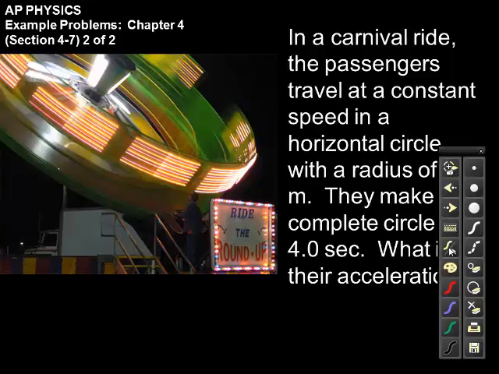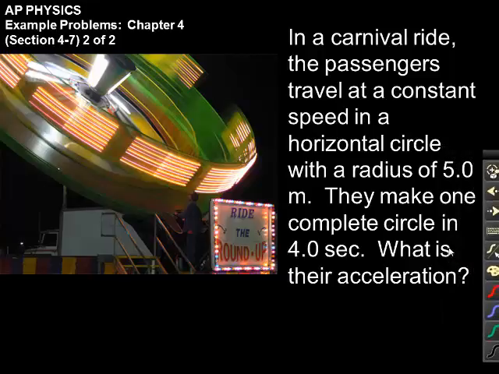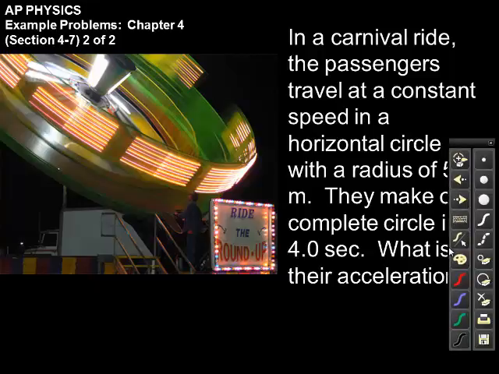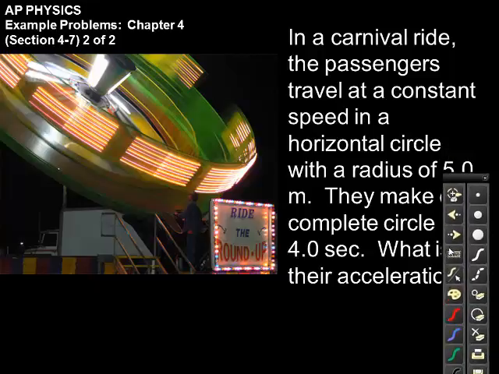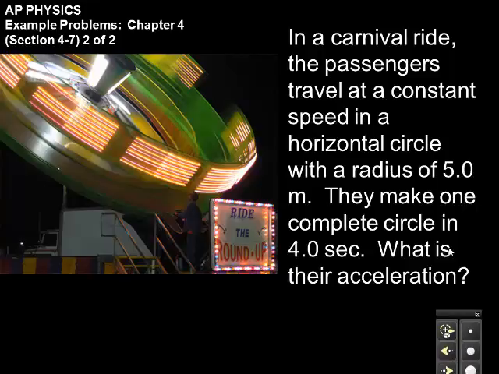Okay. You go to the carnival, you decide to ride the Vomitron, right? The Vomit Comet, or whatever you want to call it. The passengers travel at a constant speed in a horizontal circle with a radius of, helps to move this, I think. Oh, this is in draw mode. Oh, it still moves. Nice. Radius of, that didn't help. There we go. Radius of 5 meters. They make one complete circle in 4 seconds.